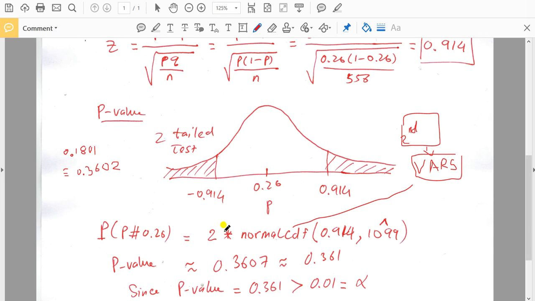So I just multiply by 2. That gives me the whole thing, this side and then this side, because we are looking for two tails. Now if I do that on my TI-83/84, I get 0.3607. They are pretty much the same, right? But I just round it to 0.361. The reason is we have the TI-83/84 now, so it's very fast to just input the function and it will give you the value right away.